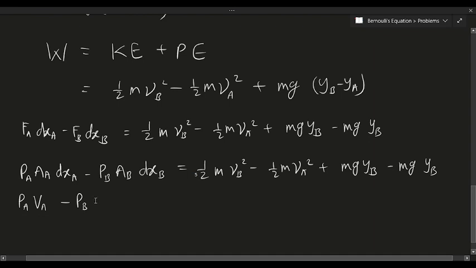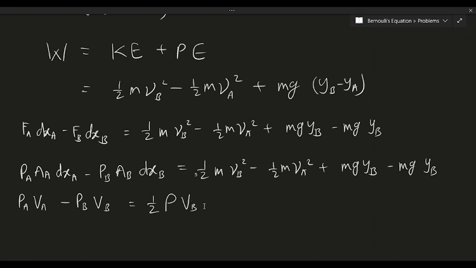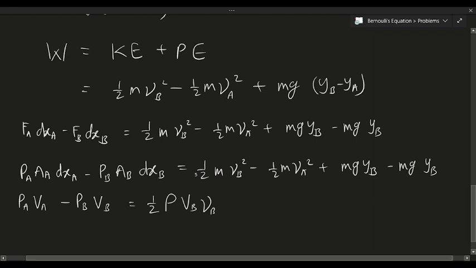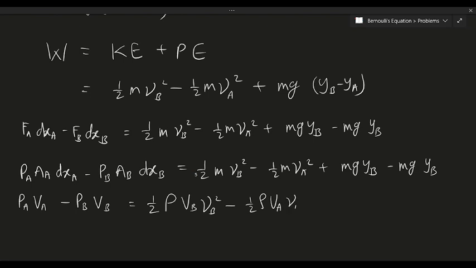Similarly, Pb into Vb equals half. We write mass as density multiplied by volume. Density is rho, and the volume of the liquid element at B is Vb, times vb square, minus half rho Va va square.